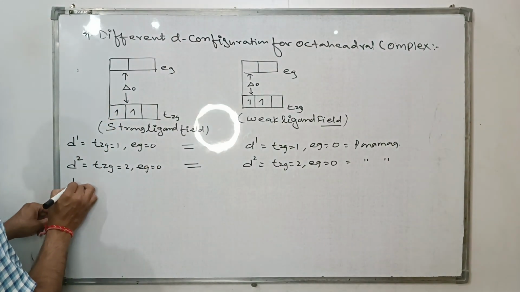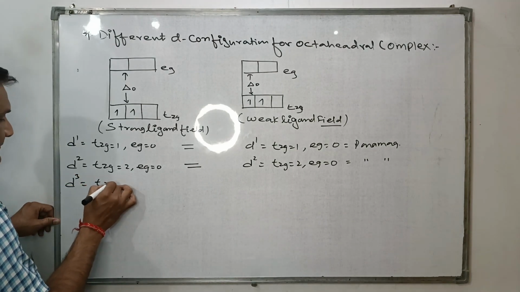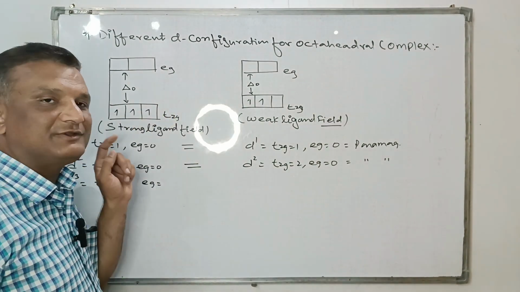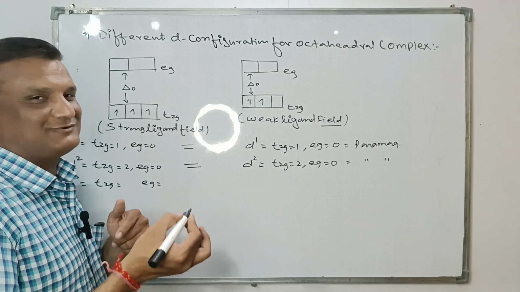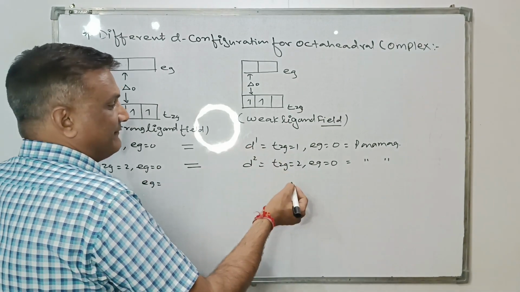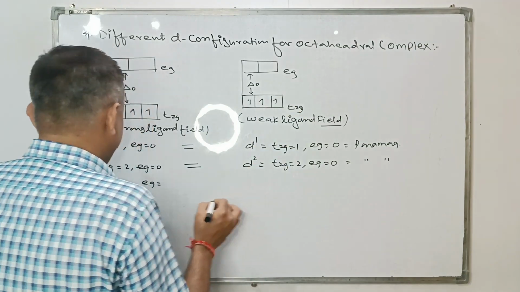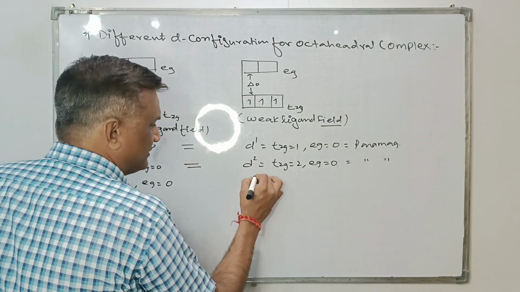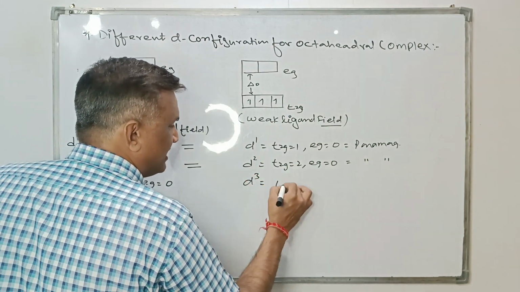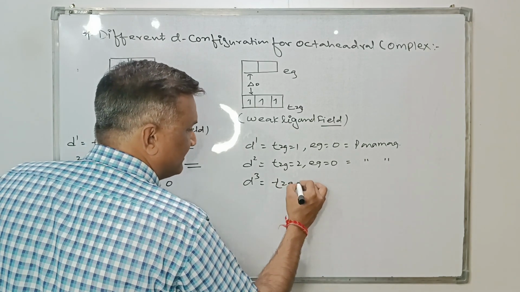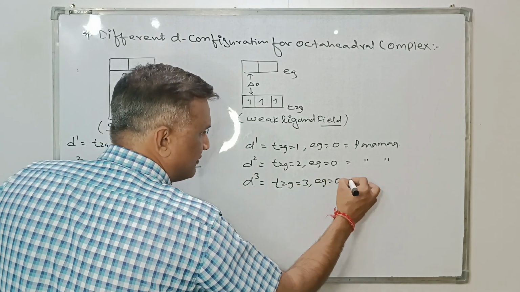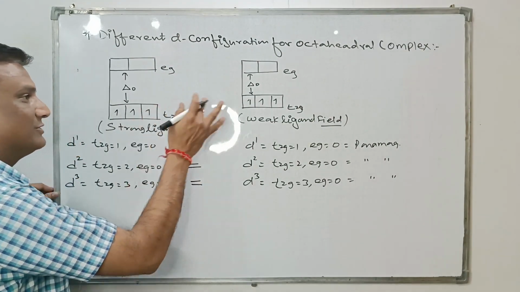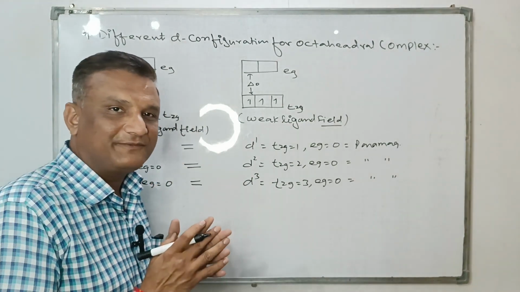If we go with d3, then this is the t2g and this is the eg. The third electron will be in the t2g set of orbitals according to Hund's multiplicity rule. So for d3, t2g equals 3 and eg is equal to 0. For this d3, again t2g is 3 and eg is 0, as paramagnetic. Both have the same paramagnetism because both have the same 3 unpaired electrons in the t2g set of orbitals.